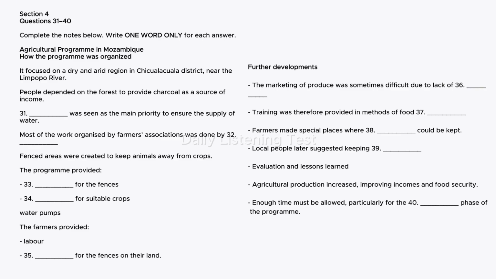That is the end of Part 4. You now have 1 minute to check your answers to Part 4. In the IELTS test, you would now have 10 minutes to transfer your answers to the answer sheet.